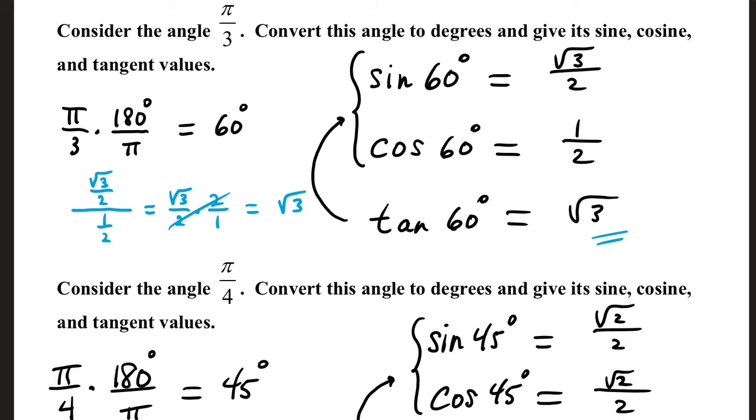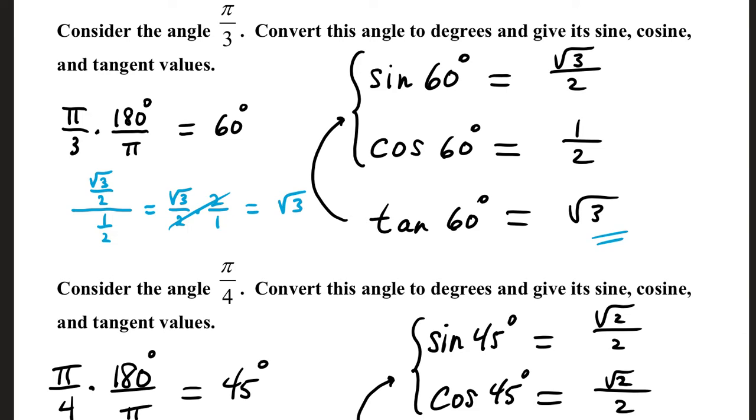Consider the angle pi over 3. Convert this angle to degrees and give its sine, cosine, and tangent values. Pi over 3 can be converted to degrees by multiplying by 180 degrees over pi. The pi's cancel, 3 goes into 180 60 times, so pi over 3 is the same as 60 degrees.